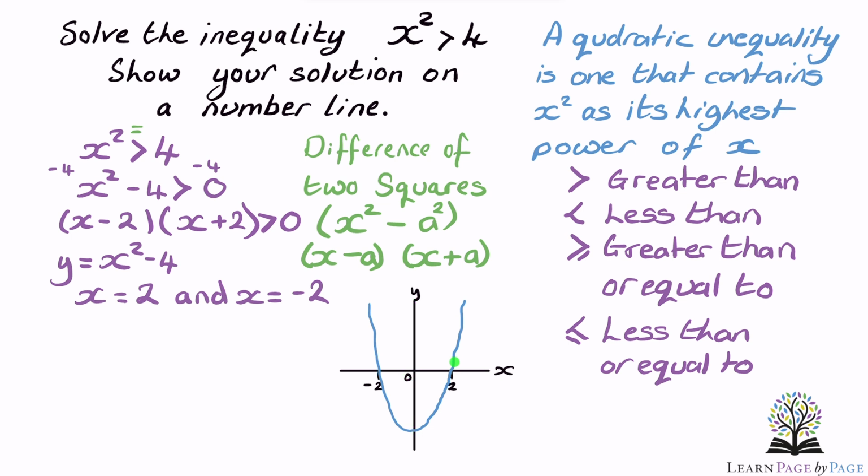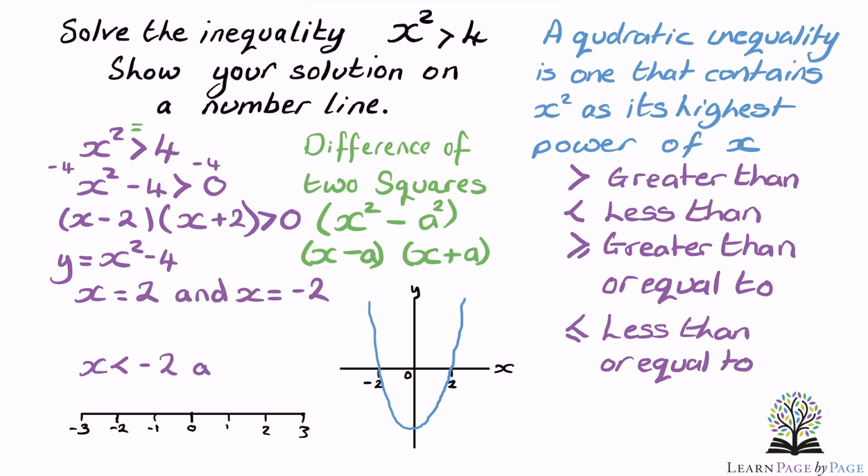Well, it's when it's above the x-axis here, because here and obviously here, try not to include the actual x-axis itself. And how you draw that on a number line is like this. So you draw a number line that includes positive 2 and negative 2, one number after. You could do a couple of numbers after if you want, and your solution is x is less than minus 2 and x is greater than 2.